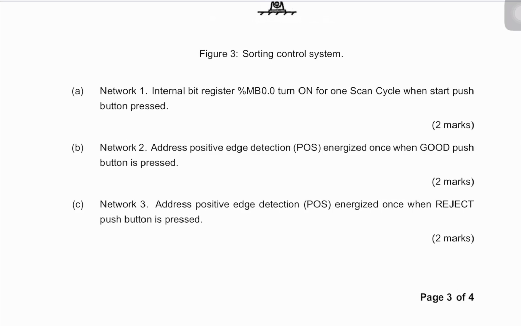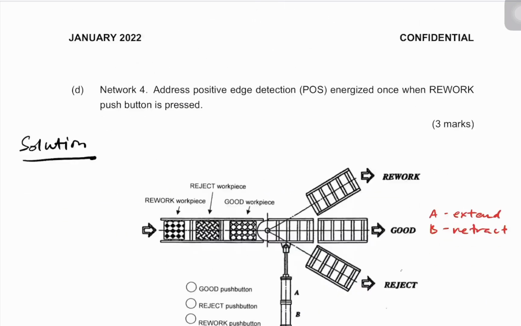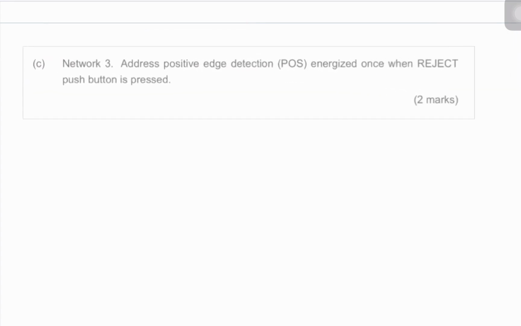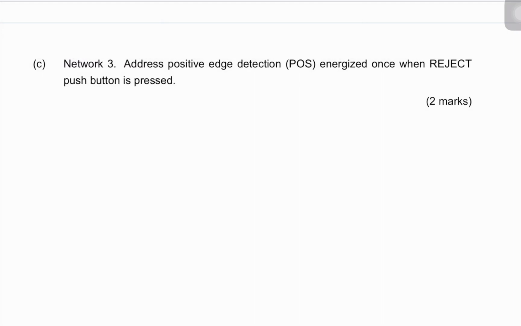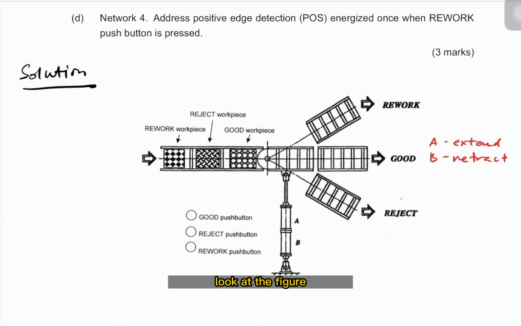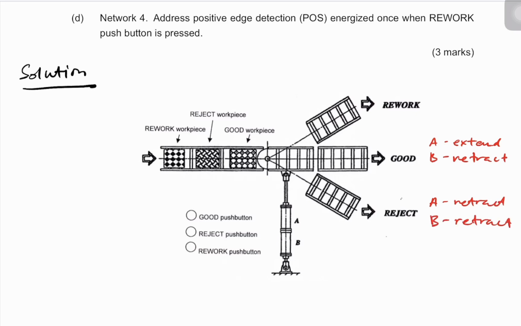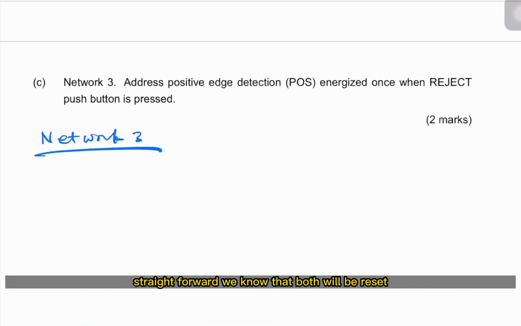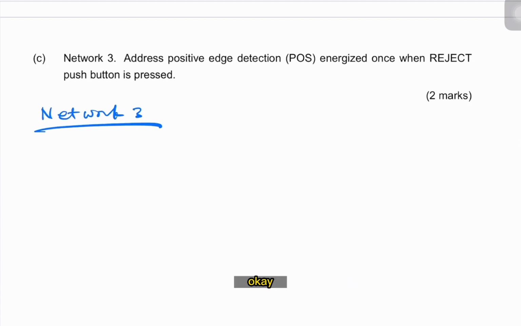It goes to network 3. This is network 3. So network 3 is a reject position. Look at the figure. If you look at the figure, reject position means A retract, B is also retract. Okay, straightforward. We know that both will be reset.